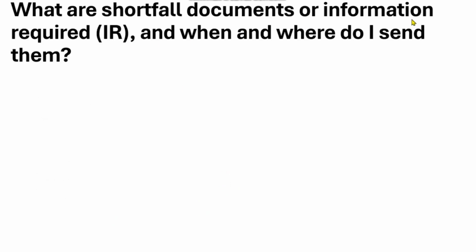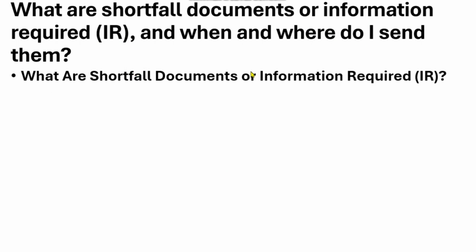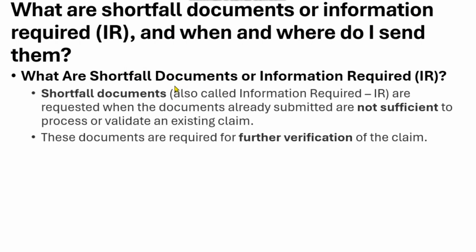Now, what are the shortfall documents that are required? When and where do I send them? Let's see what this is. Shortfall documents, also called information required, are requested when the documents already submitted are not sufficient to process or validate an existing claim. Suppose your hospital bills are not sufficient to process your reimbursement claim, then additional documents are required.